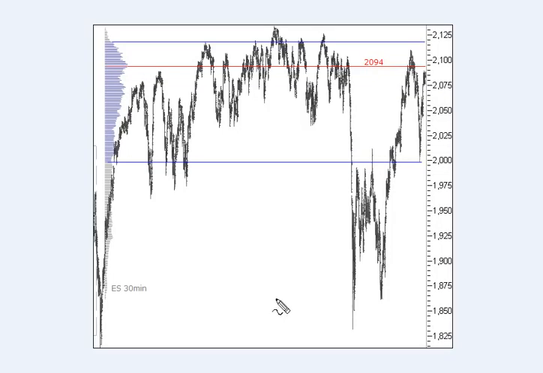2.5 hours into the session on Friday, 20th of November. I'm going to start by looking at the E-mini S&P, looking here at a 30-minute distribution for the E-mini back over a good few months. The major point of control is at 2094.